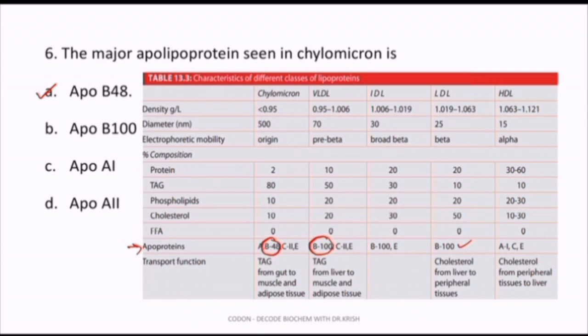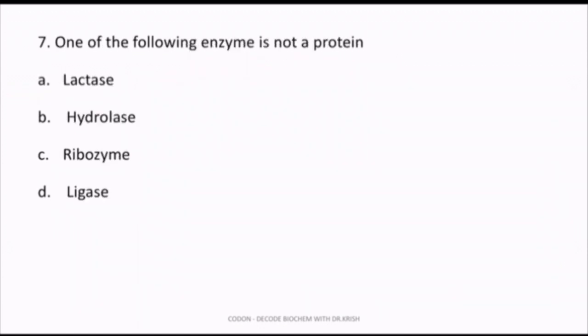So the major apolipoprotein seen in chylomicrons is ApoB48. And ApoB48 is an example of RNA editing. It is 48% of ApoB100. It's an example of RNA editing.